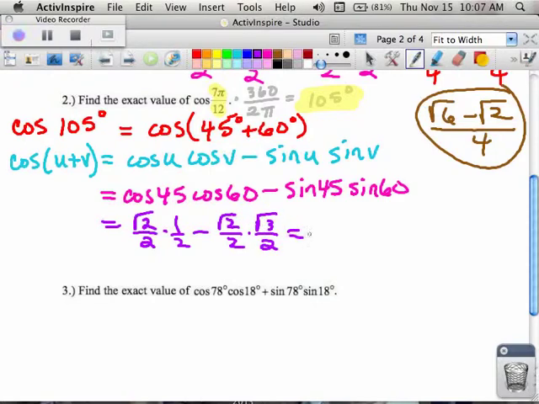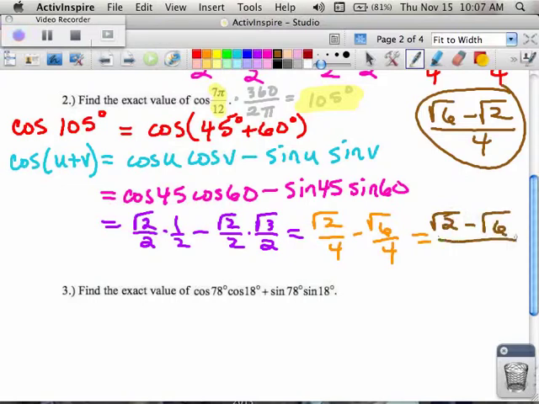This probably looks a little bit familiar. So this is the square root of 2 all over 4 minus the square root of 6 all over 4. And then my final answer is the square root of 2 minus the square root of 6 all over the common denominator of 4.